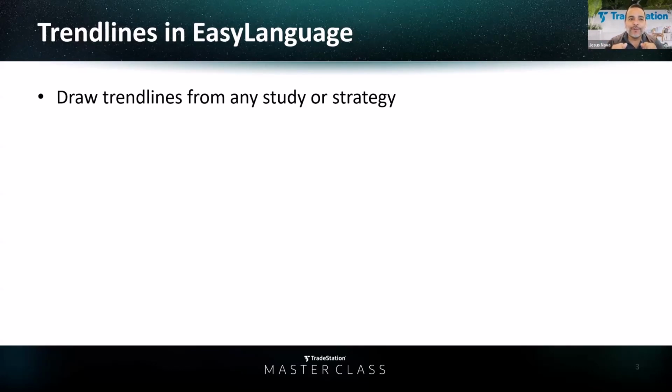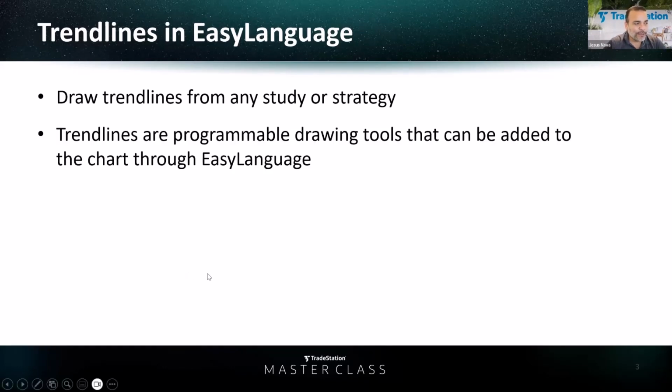The same happens, for example, if you're creating an indicator, let's say, and you introduce a word like buy or sell short. Those words are exclusive to strategies. And if you try to use those words inside of an indicator, of course, you're going to get an error when you try to verify your EasyLanguage. But in the case of trend lines, those can be used on either a study or a strategy, which is very convenient. The syntax is applicable for both documents. Trend lines are programmable drawing tools that can be added to the chart through EasyLanguage. So that's exactly what we're going to take a look at.